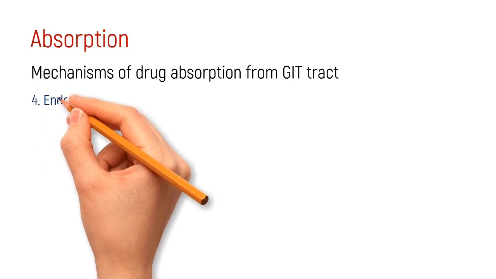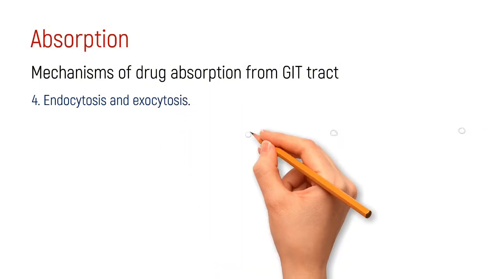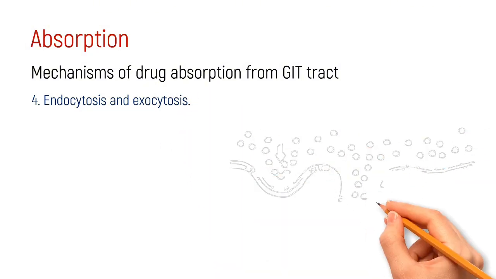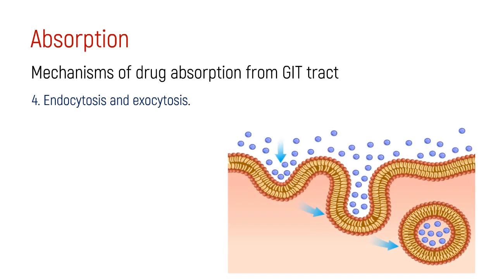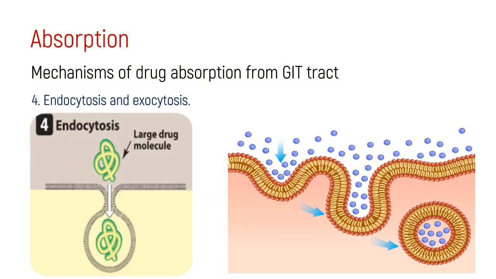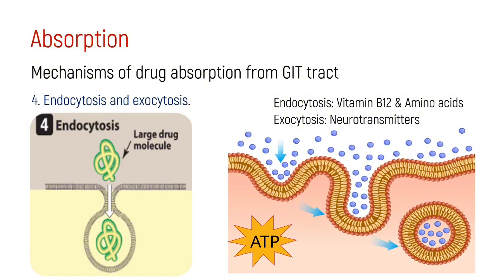The last process of drug absorption is endocytosis and exocytosis. Endocytosis involves engulfment of a drug by the cell membrane and transport into the cell by pinching of the drug-filled vesicle. Exocytosis is the reverse of endocytosis. This type of absorption is used to transport drugs of exceptionally large size across the cell membrane. This process is also ATP dependent. Vitamin B12 is transported across the gut wall by endocytosis, whereas certain neurotransmitters, for example norepinephrine, are stored in intracellular vesicles in the nerve terminal and released by the exocytosis process.